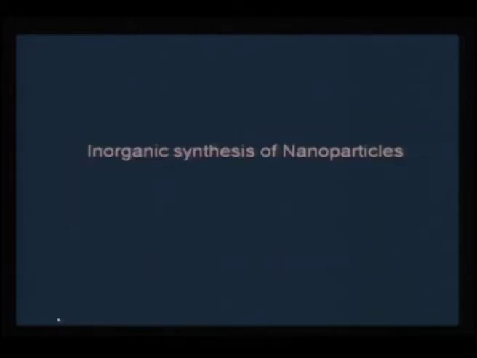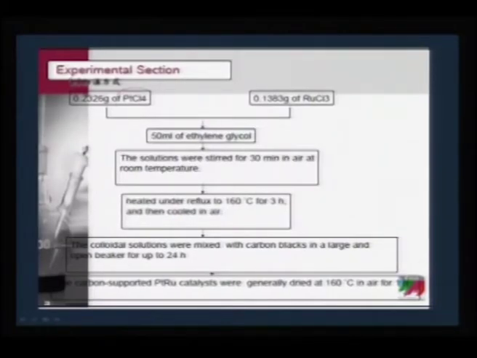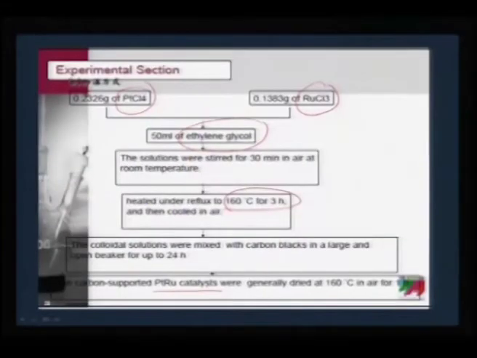There are many examples from other groups which I would like to quote. One is inorganic synthesis of nanoparticles. Let us take the example of platinum and ruthenium nanoparticles. These are used for a variety of purposes, and again here ethylene glycol can be used. In conventional heating, this would require a reflux at 160 degrees for 3 hours, whereas in microwave the whole reaction can be completed in just 15 minutes exposure. Therefore, you can speed up this reaction.